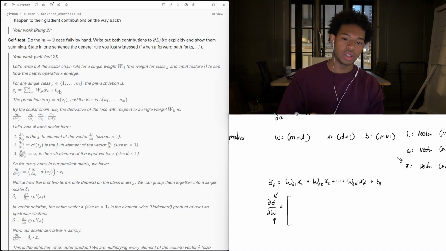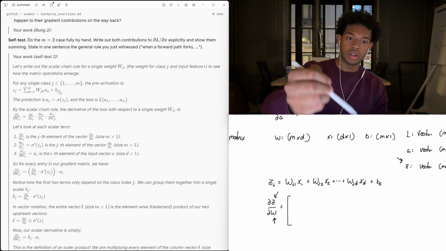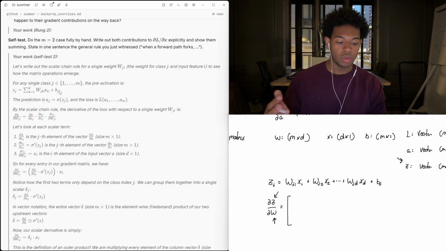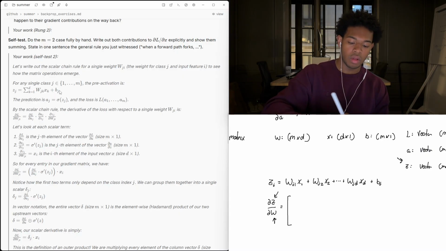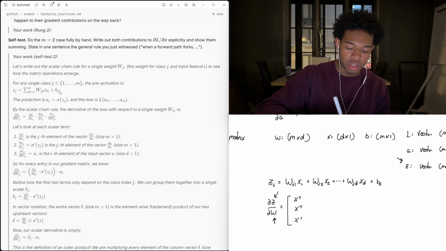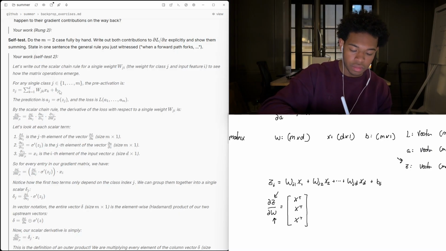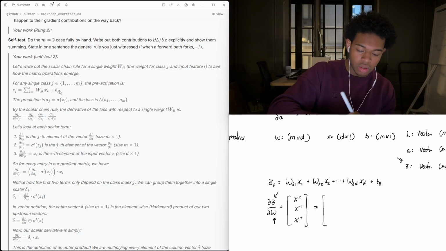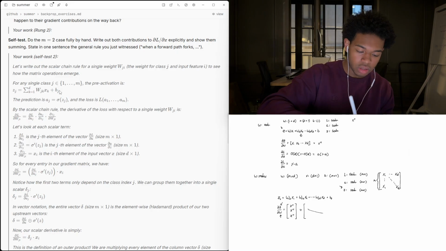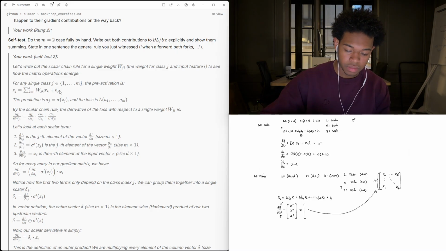And if it's M rows, then for every row it's the vector version of that Zj, which is actually just X transpose. I would write it as X transpose, because across them these X's are invariant to J. So we have a whole bunch of X transposes. Perfect.